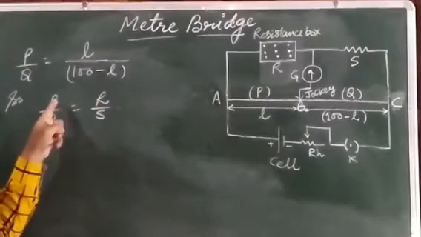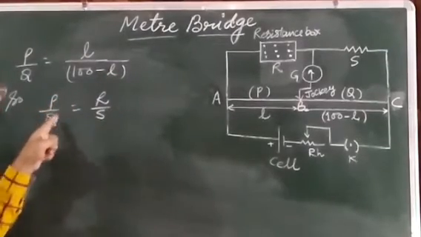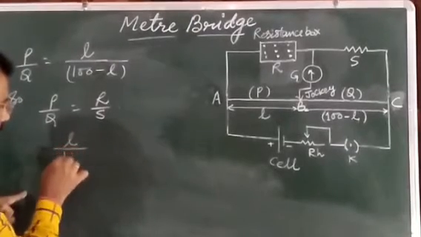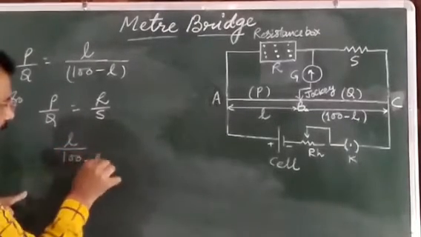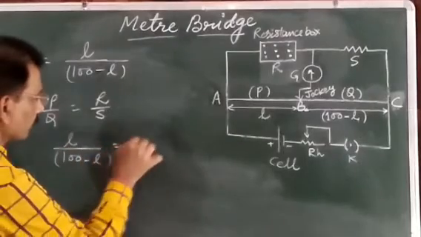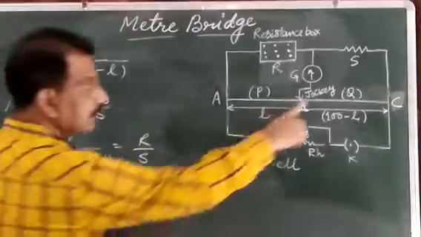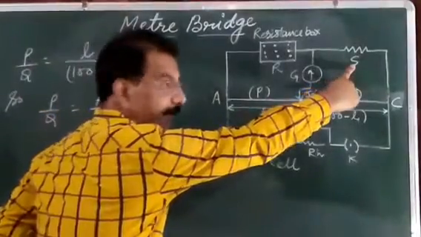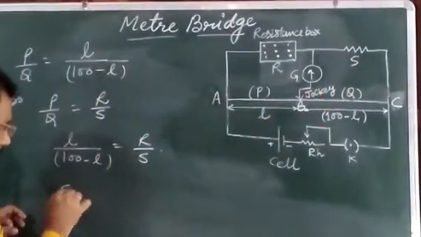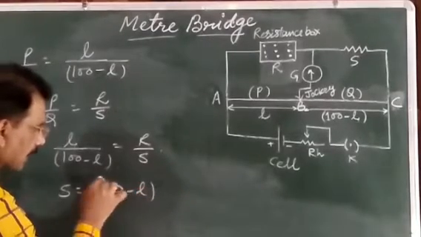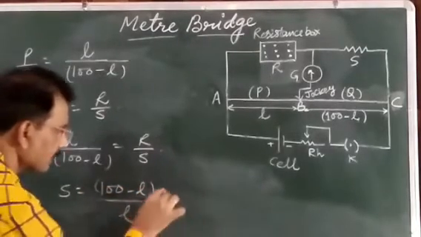So by the balance condition of the Wheatstone bridge, P by Q is equal to R by S, we can write here L upon 100 minus L is equal to R by S. Our aim is to find the value of the unknown resistance S. So now we can write here S is equal to (100 minus L) upon L, times R.